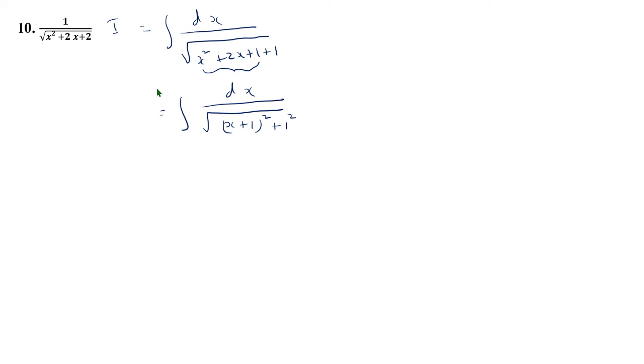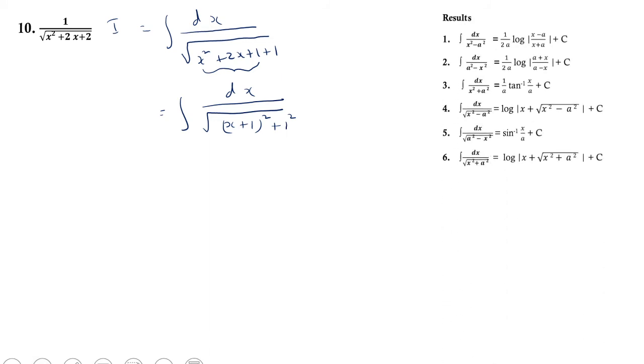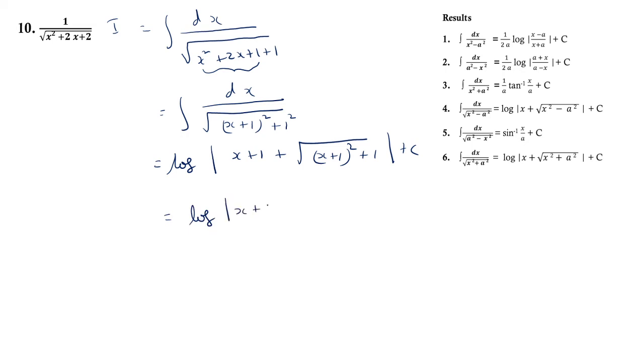So this is of the form integral dx by square root of x square plus a square, which is nothing but is equal to log mod. In place of x we have x plus 1, plus square root of x plus 1 the whole square plus 1, plus c. So this is equal to log mod x plus 1 plus square root of x square plus 2x plus 2 plus c, the integral of the given function.